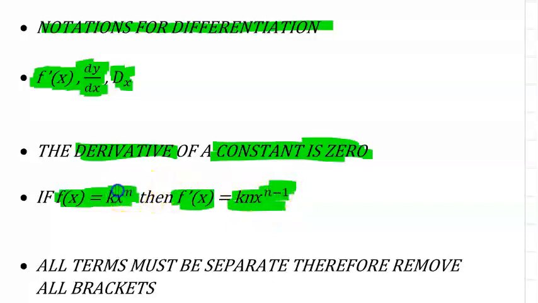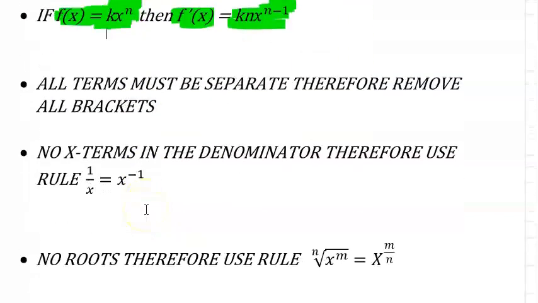So all you do is you take this n over here, multiply by k, the constant or the coefficient of x, and you subtract 1 from your exponent. But you must make sure that your expression is in the form kx to the n. Therefore, you must adhere to the following rules.